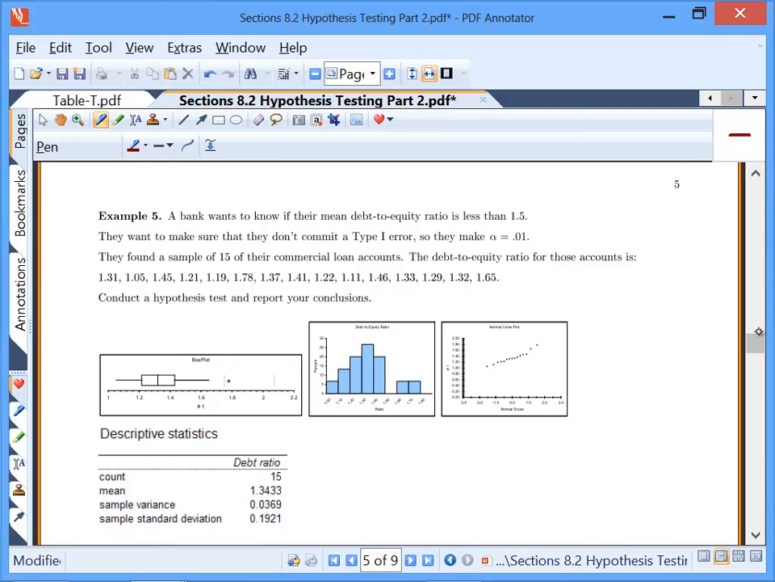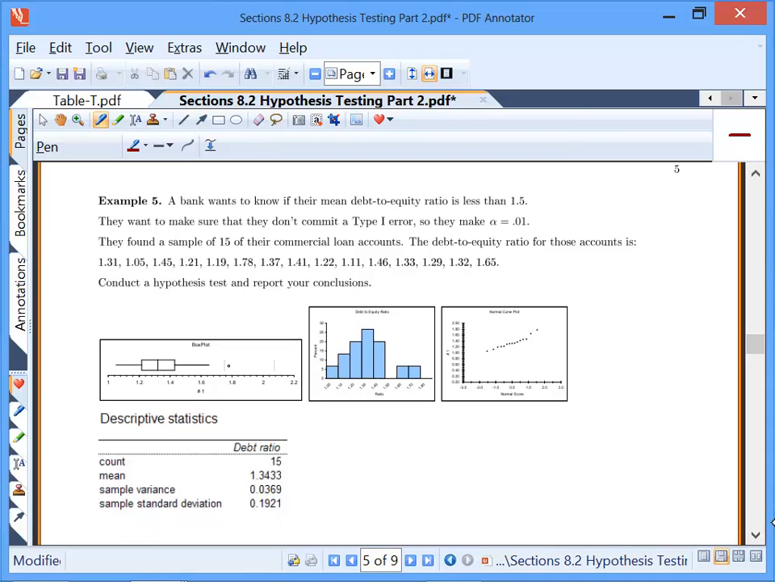They found a sample of 15 of their commercial accounts. The debt to equity ratio for the accounts is as such. So conduct a hypothesis test and report your conclusions. Okay. So one of the first things that we do is pick our significance level, and they told me to use 0.01. Then we also need to check our assumptions. Or some students said I should start calling them requirements instead. So the requirements to do this test is that it is normal or a sample size of at least 30.